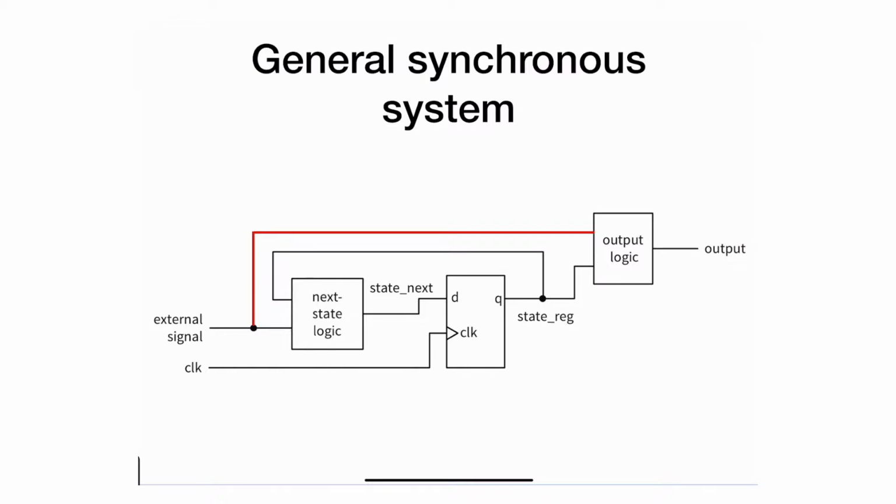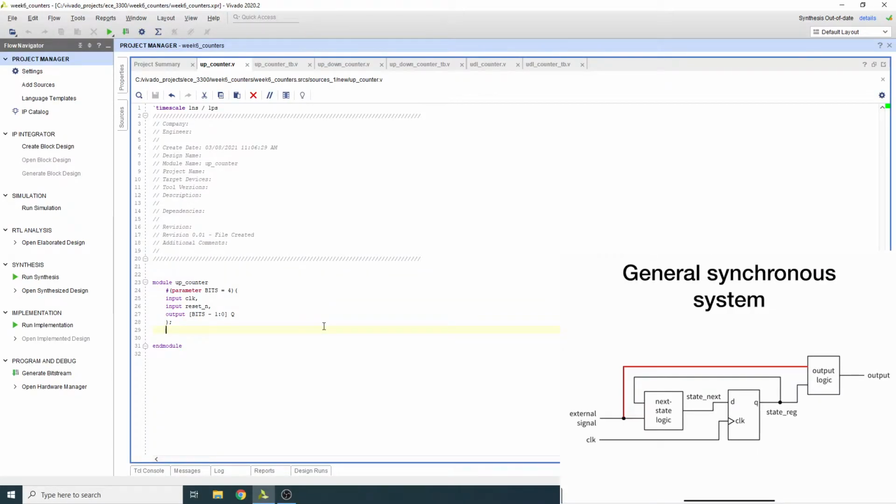So let's go to Vivado and just write some code to describe up counters, down counters, and maybe counters that can load. Okay, so now I'm in Vivado. I opened up a new module called up counter. In this module, I'll be building a counter that counts up, like 0, 1, 2, 3, all the way up.